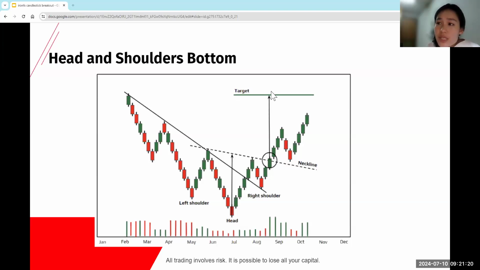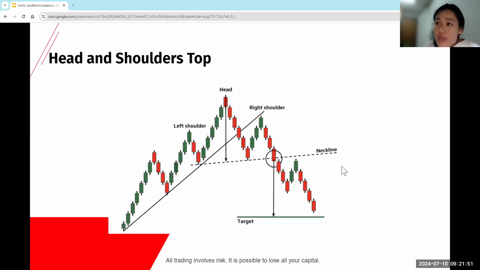So your target level would typically be anywhere beyond this neckline, or in this case, above the neckline. It can be anywhere from here, it can be this swing low as well, but if you want your risk reward ratio to be greater, you will want your target to be a little bit further away, if you are certain that price is going to continue upwards to reach your target.